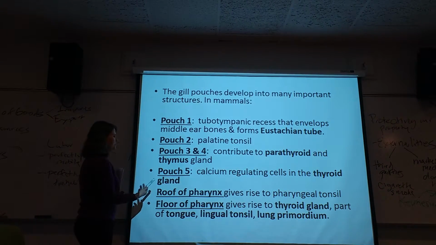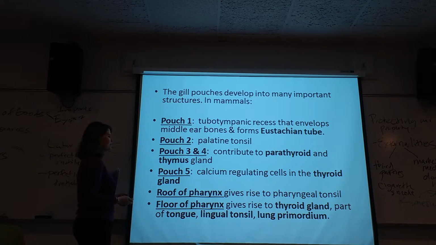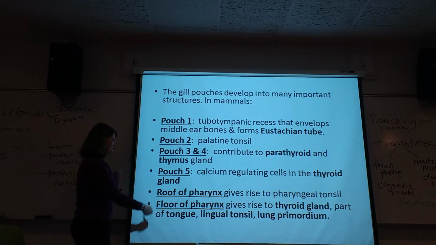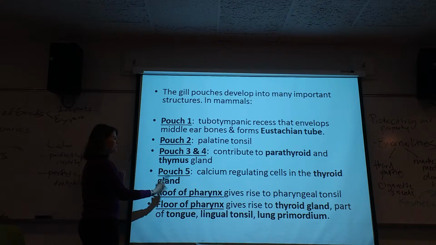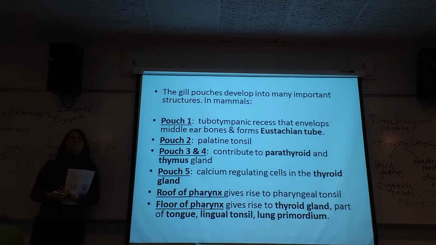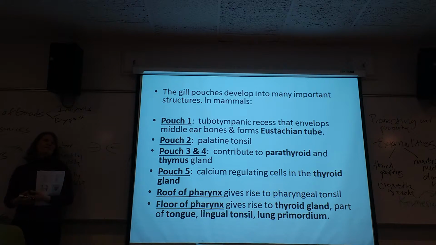Pouch 5 becomes specifically calcium-regulating cells in the thyroid gland. It's not the only part of the pharynx that becomes the thyroid gland. So we'll see the floor of the pharynx also becomes part of the thyroid. So most of the thyroid comes from the floor of the pharynx, but the calcium-regulating cells come from pouch 5. Then the roof of the pharynx becomes the pharyngeal tonsil, and the floor of the pharynx, in addition to the thyroid, also becomes part of the tongue, the lingual tonsil, and the lung buds, basically. So lungs will bud off of the pharynx, ventrally.